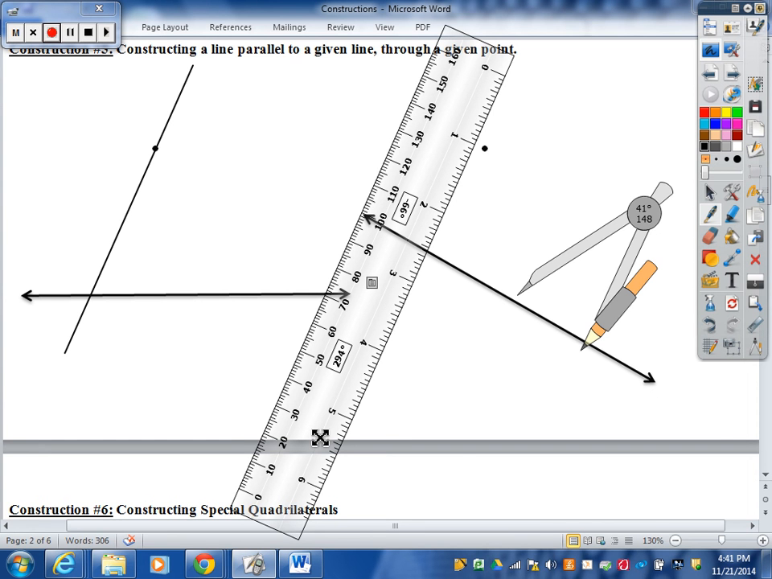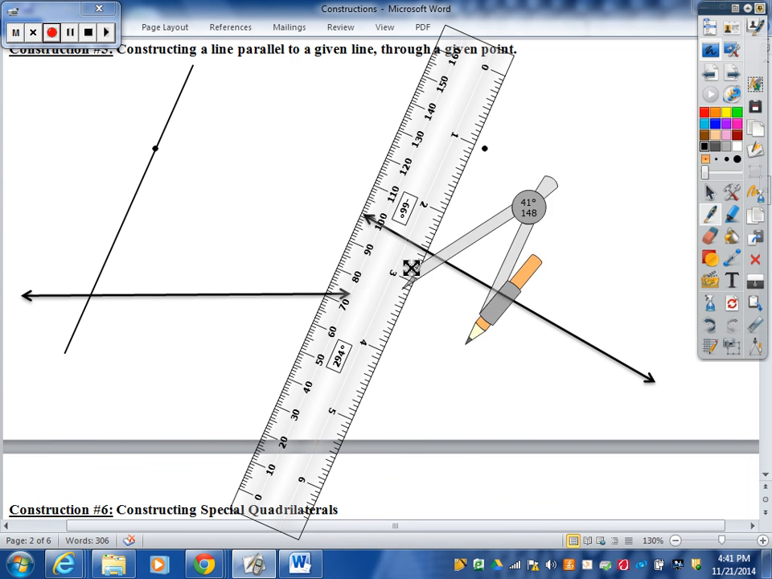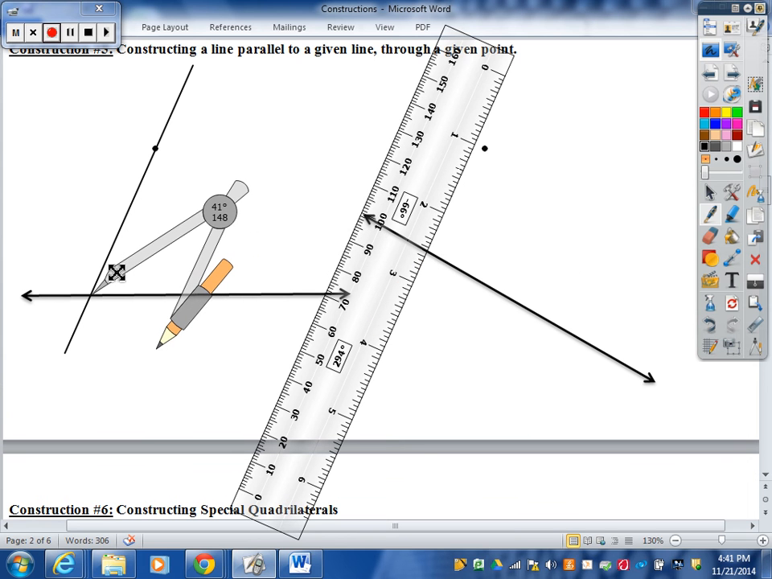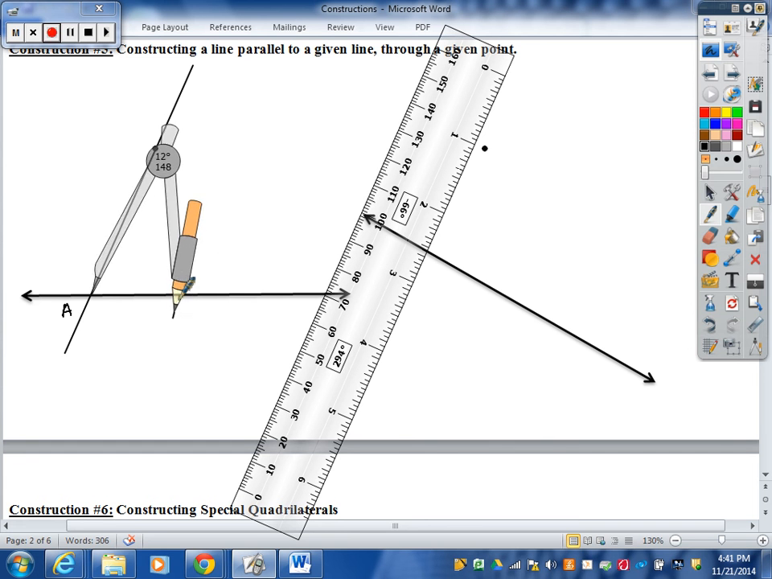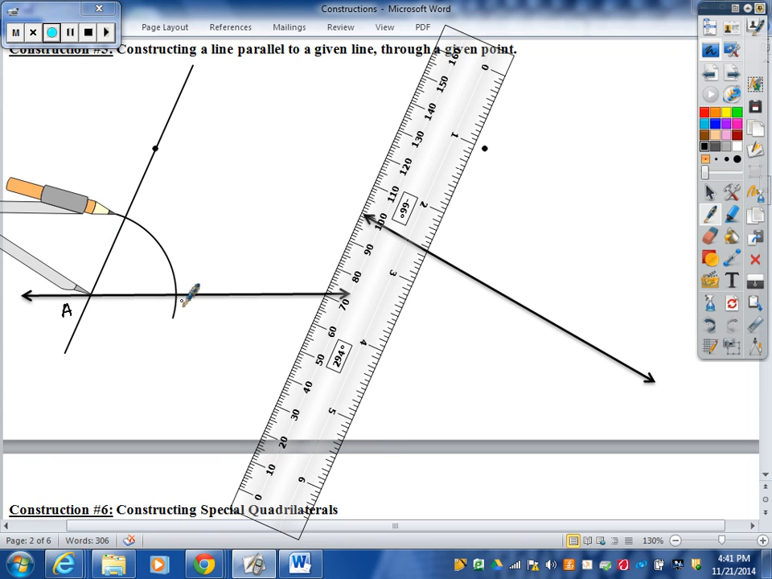Now what I'm going to do is take my compass and place it on, let's label that point A, the vertex of the angle that's been formed, and make an arc that goes through both sides there. Now I'm going to label this point B. So now I've got line AB. And you can make this point C up here. Point C right there, which is fine.